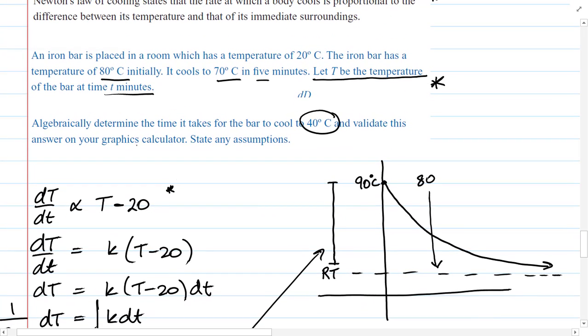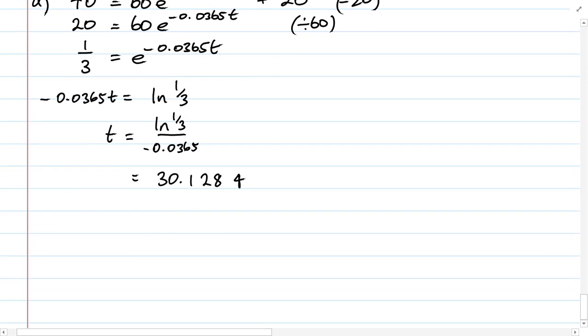So the question was, algebraically determine the time it takes for the bar to cool, and validate in my graphics calculator, but I just want to check it's in minutes. That's my unit, so I'll write this down, 30 minutes. Now my quick validation in my head is, does this make sense? In 5 minutes it went from 80 to 70, and in 30 minutes from 80 to 40, so it makes sense. I'm happy with that answer. And just thinking about it contextually, the fact I have a cup of coffee right next to me going cold, and I've been talking to you for about 30 minutes, gives me a pretty good indication that that's true. So I'm happy with that.